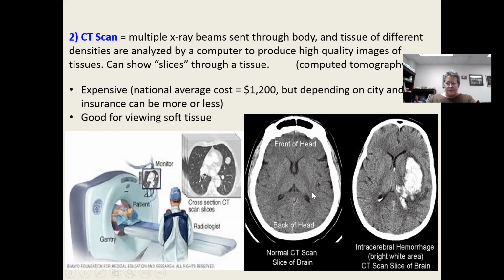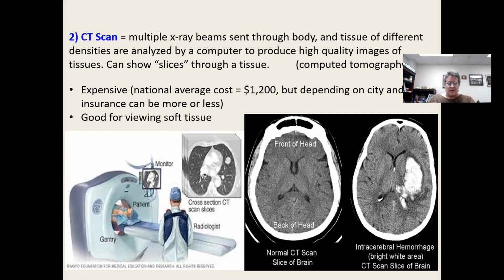So what we've got here is on the left, a normal CT scan of a brain. And on the right, you see an intracerebral hemorrhage in the brain. Now, you would not be able to see this at all probably with an x-ray, but a CT scan reveals it. Okay, they're a lot more expensive than a radiograph, but you need them for soft tissue.